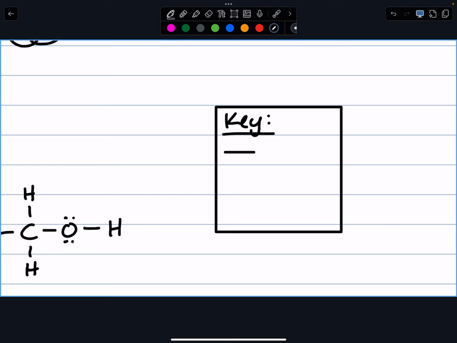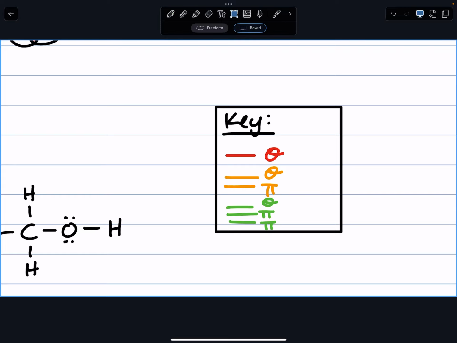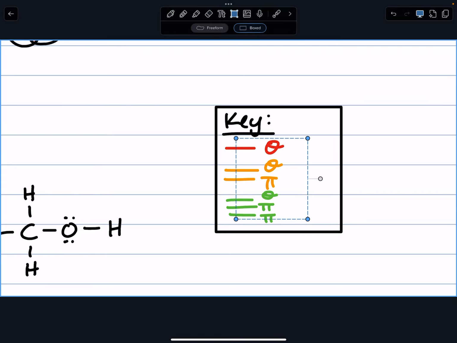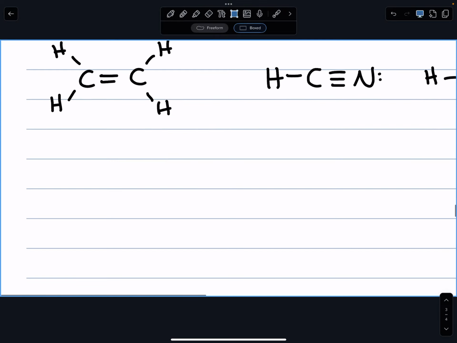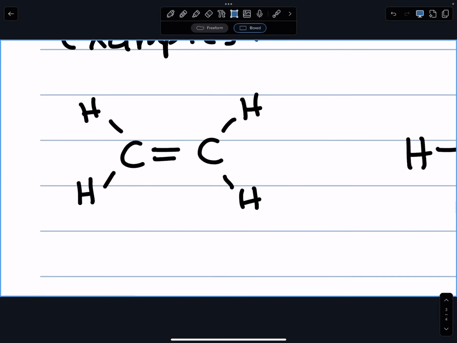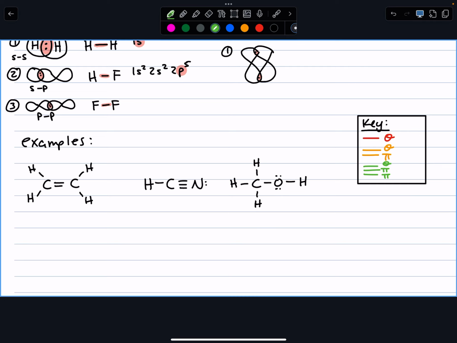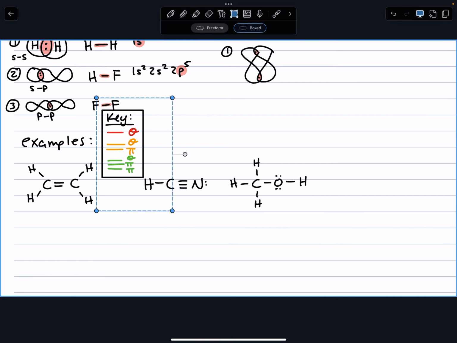So the key is single bonds contain a sigma. Double bonds contain a sigma and a pi. Triple bonds contain a sigma and 2 pi. So that's the key in remembering. Now, I can use this key to count all the sigma and pi bonds in my molecule. So let's say I want to count the sigma and pi bonds here. We already said that the single lines are what? Plain sigma.